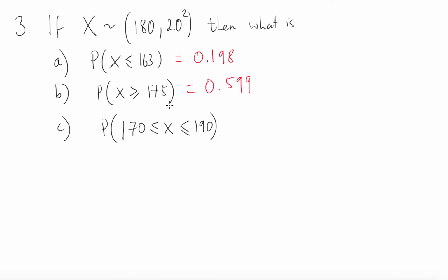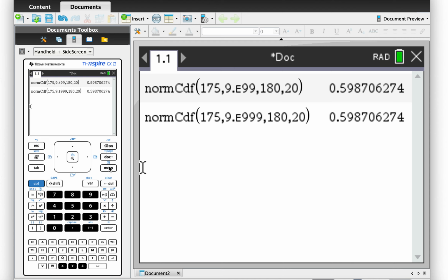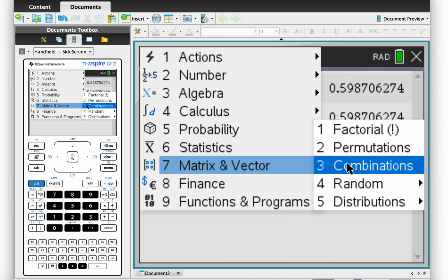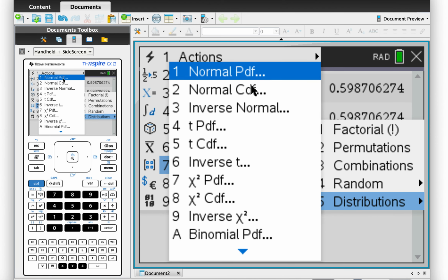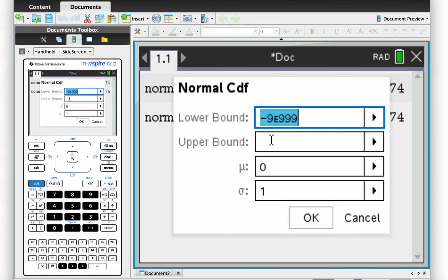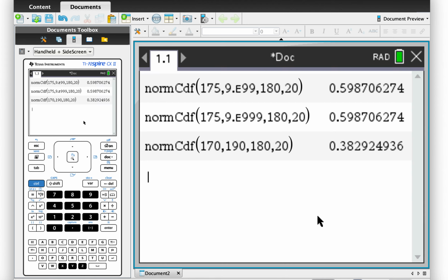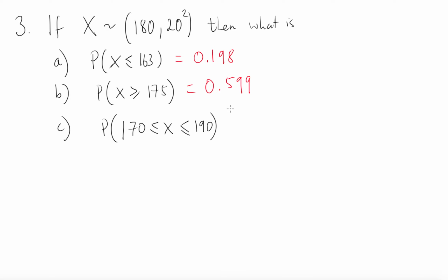To find the probability of the variable being between two values, you go to Menu, Probability, Distributions, Normal CDF. The lower bound will be 170, upper bound 190, mean of 180, and a standard deviation of 20. 0.383. So there's a 38.3% chance of finding a height between 170 and 190.